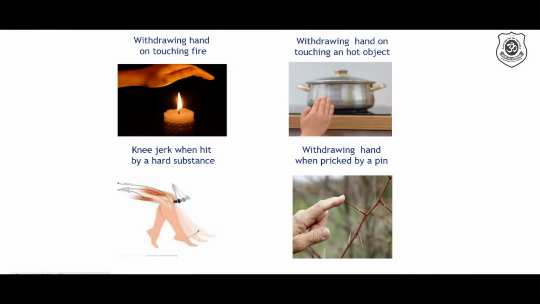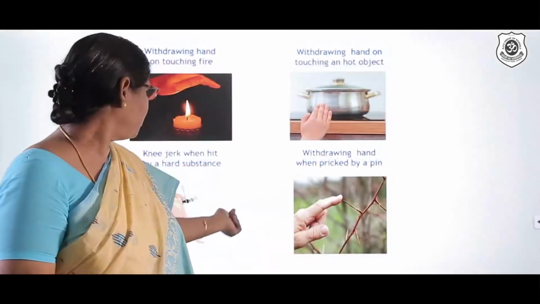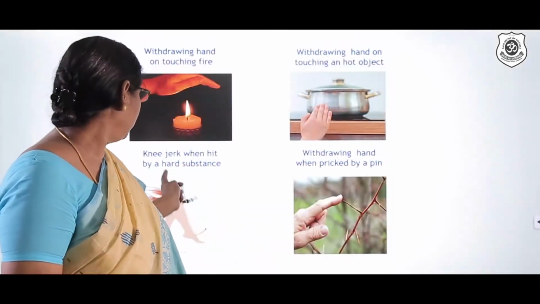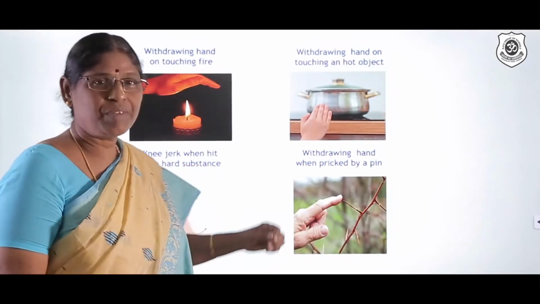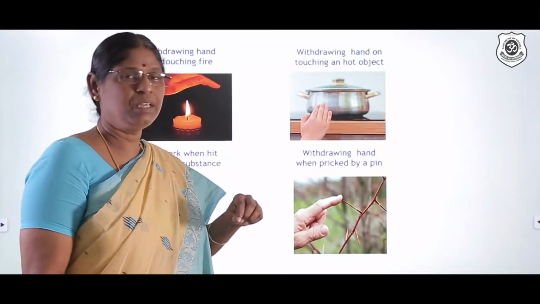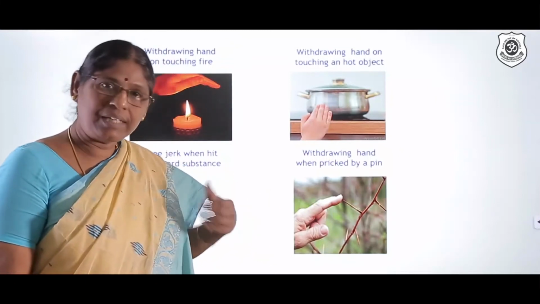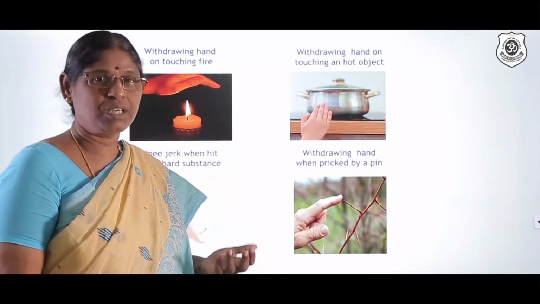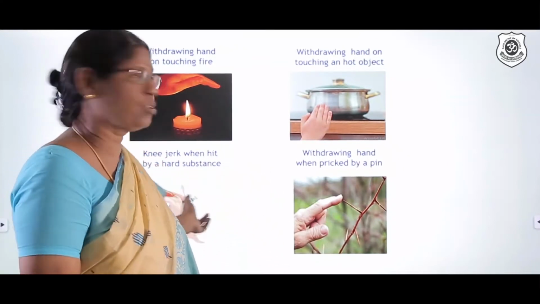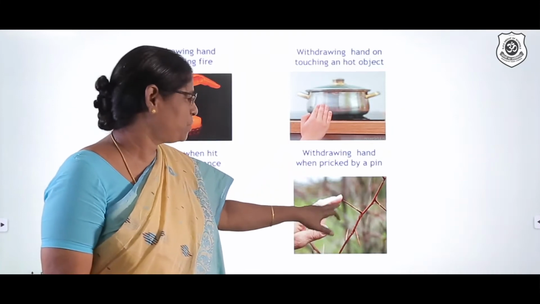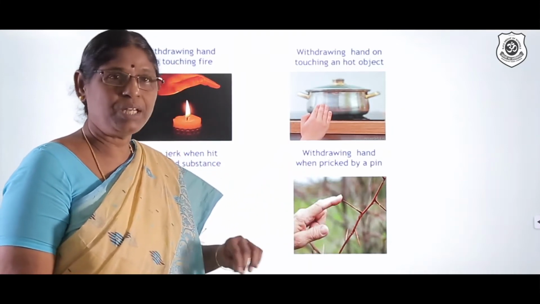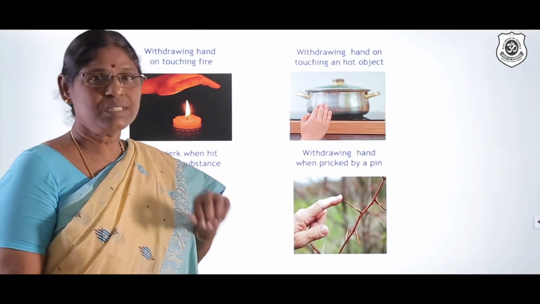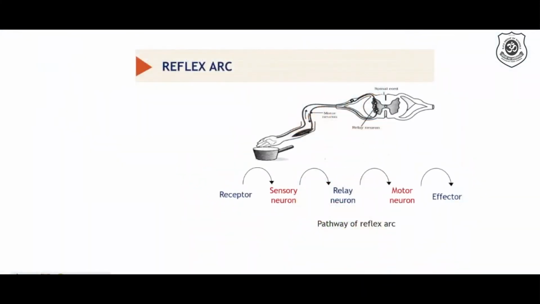You can see withdrawing the hand on touching fire and touching a hot object is all reflex action. And some more examples: if the knee jerks, it is because when any hard substance is hit on the knee, immediately our knee will jerk, and that happens automatically without our knowledge, that is without the brain involvement. That is also a reflex action. Then when it is pricked by a pin also, you feel the pain only after the action is done. So this is also a reflex action.